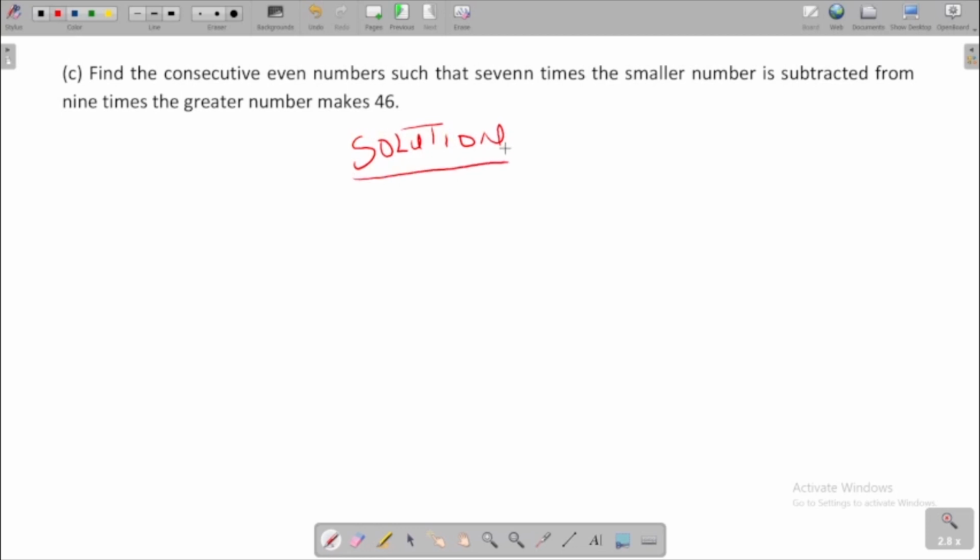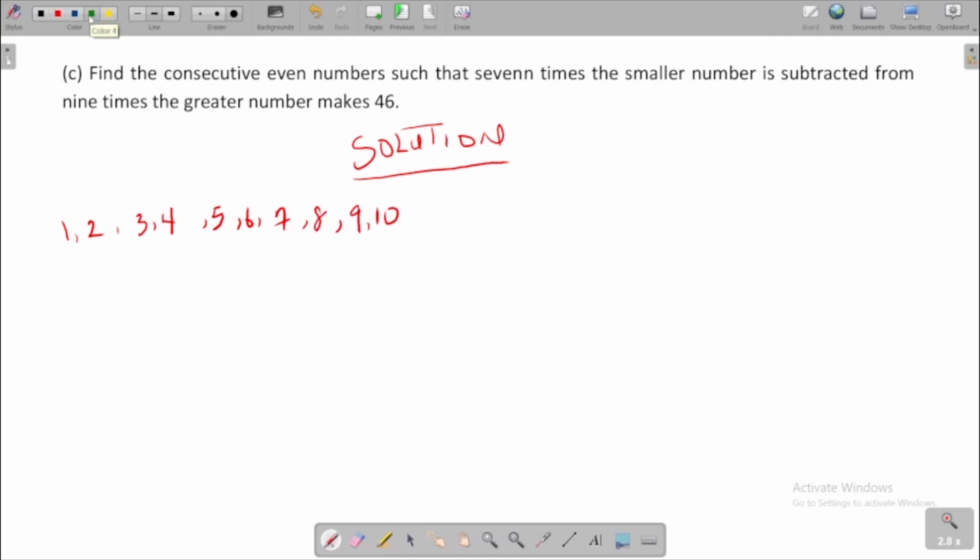The solution to this says to find the consecutive even numbers. For you to have consecutive even numbers, let's take an example from 1 to 10. You have 1, 2, 3, 4, 5, 6, 7, 8, 9, 10.